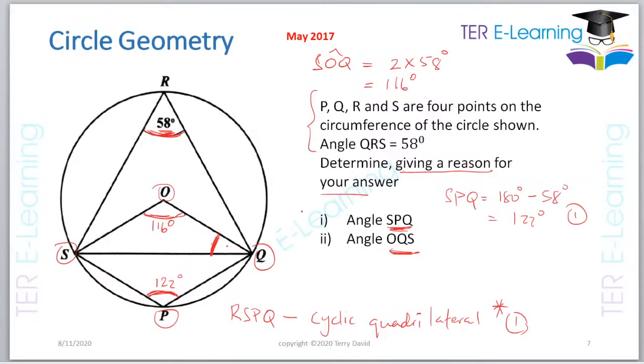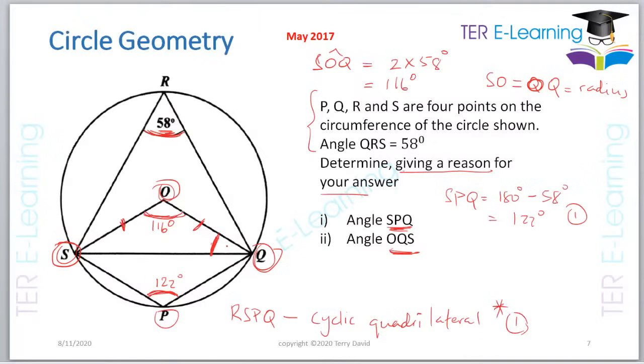a lot with circle geometry is an isosceles triangle, right? So triangle SOQ is an isosceles triangle because this length here is a radius and this length here is also a radius. So SO is equal to OQ, right? This is OQ, which is equal to a radius, right? So SO and OQ, they're the same length, right?